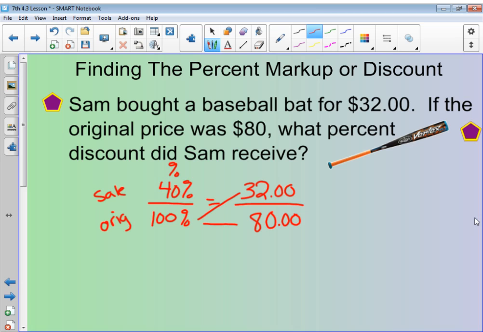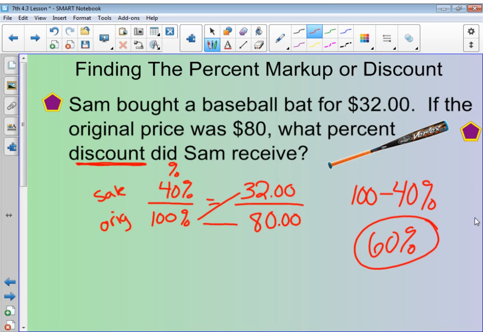Now, here's the thing that you have to remember. He did not get a 40% discount. That's the sale or the percent price that he paid. So to figure out what percent discount he got, we're going to take our original 100% minus the 40% that we found out that he paid, which tells us he got a 60% discount here.